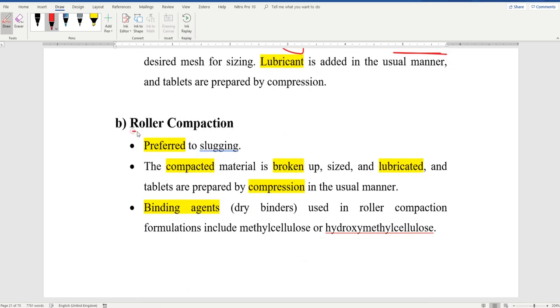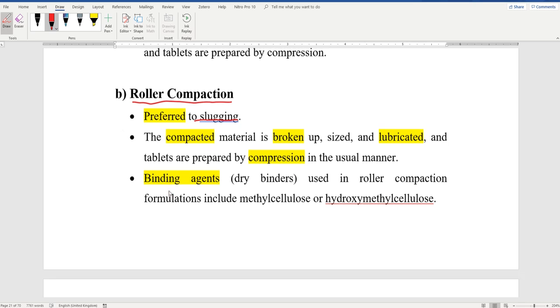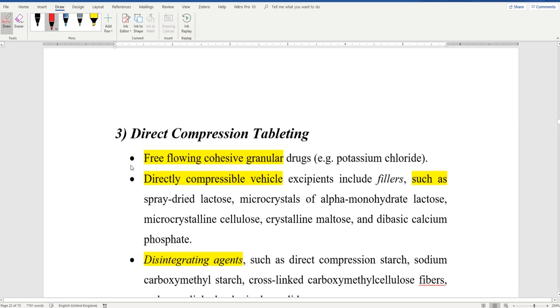Roller compaction is more used for dry granulation. It's preferred because it doesn't apply high pressure to the powders as in the case with slugging. In the case of slugging, you will need a mill. But in the case of roller compaction, you may not need a mill. You can actually break it up with your hand or with the machine that does the sizing. So you follow the same process as described previously.